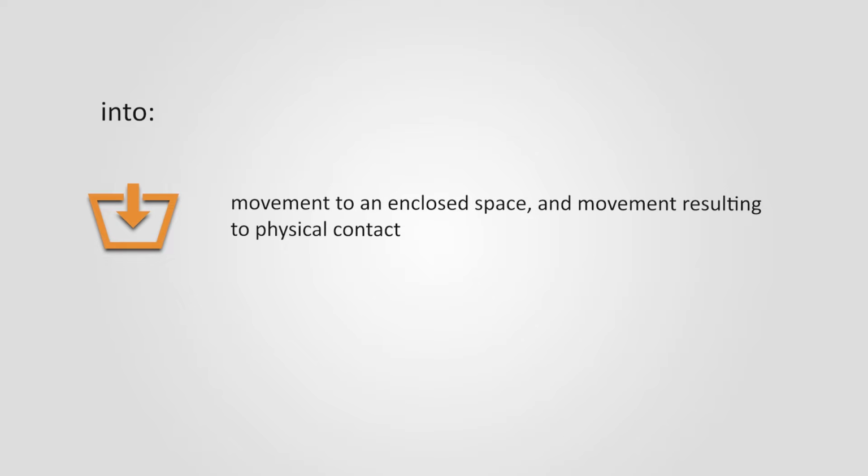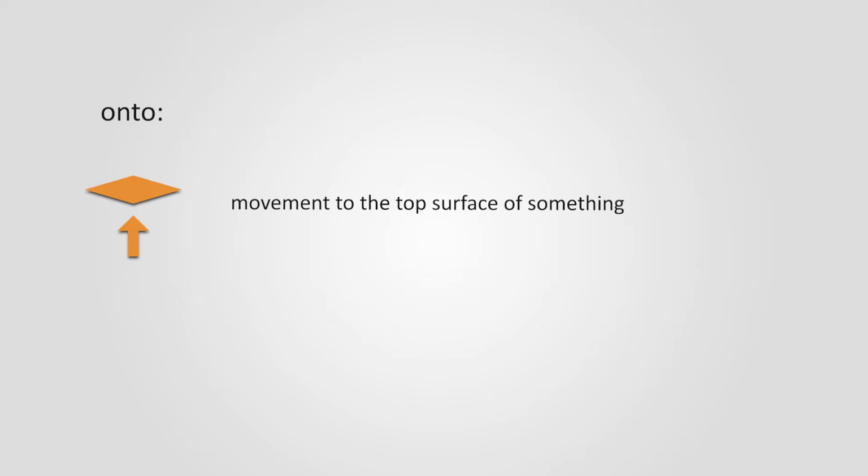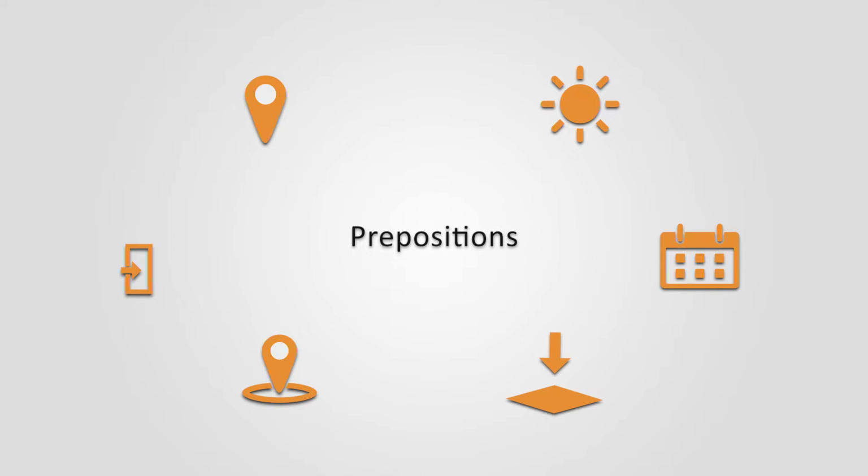Preposition into is used for movement to an enclosed space and movement resulting in physical contact. Example, he got into the car and closed the door. Preposition onto is used for movement to the top surface of something. Example, move the kettle onto the counter. That's it for prepositions.